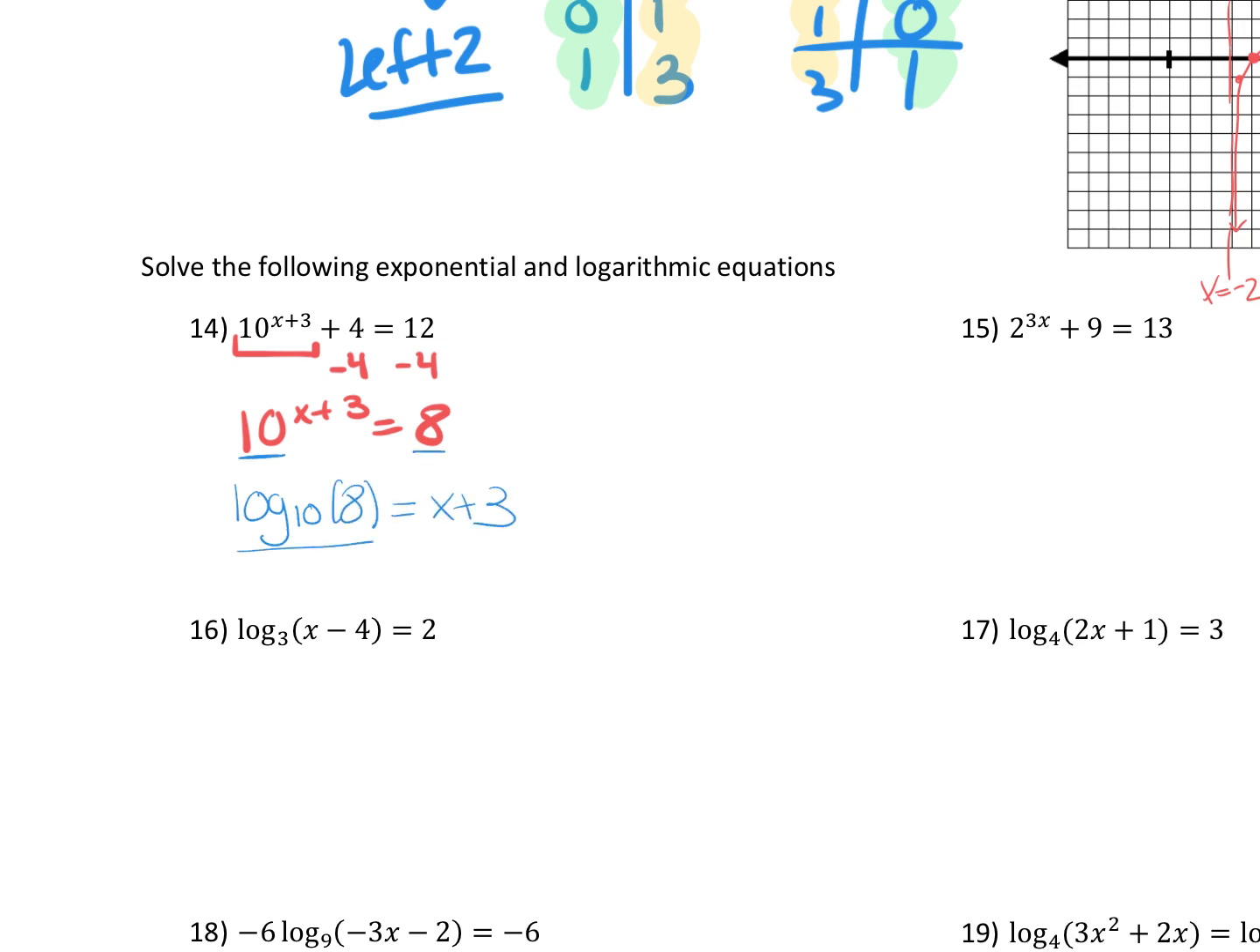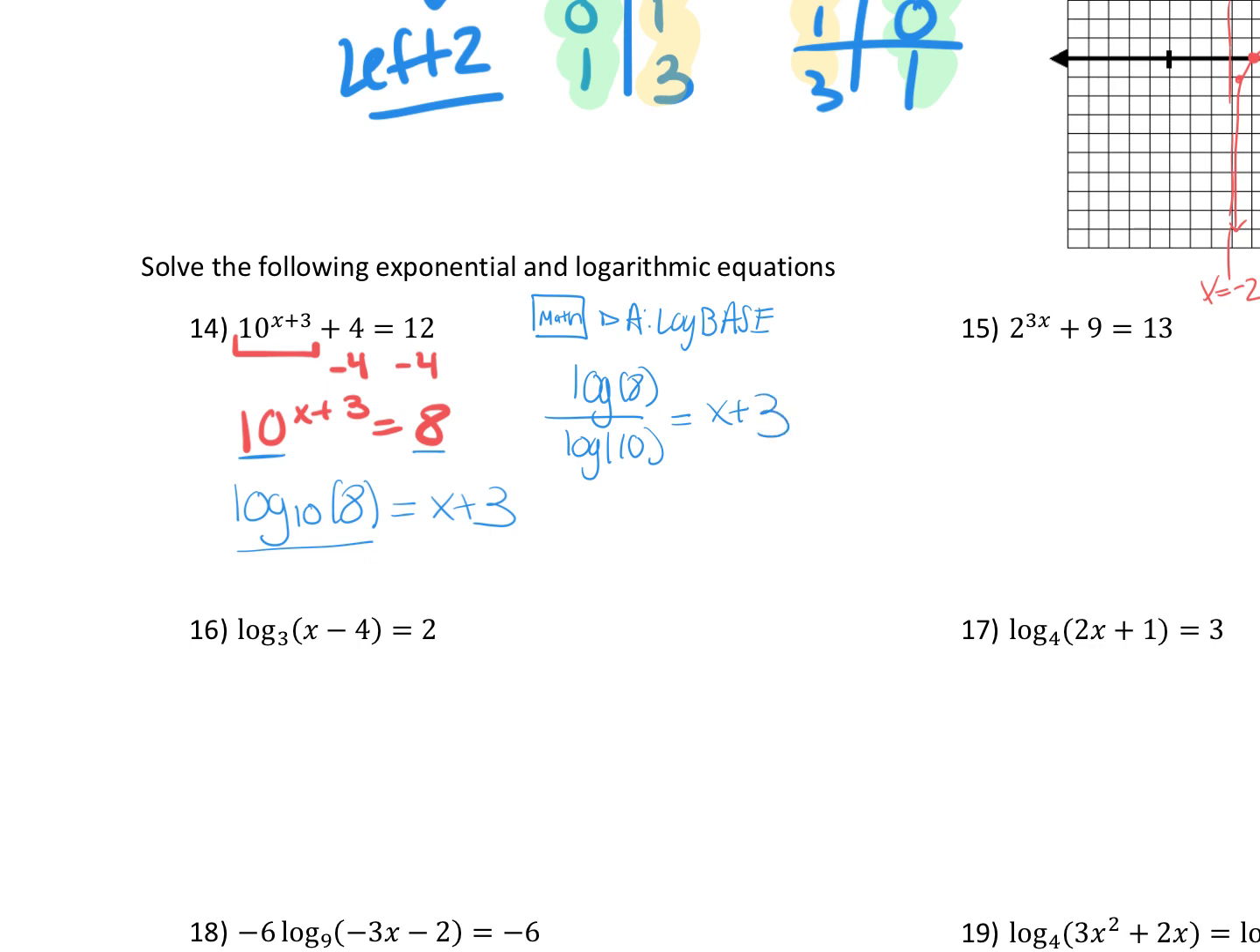Now you're going to type this in the calculator. If you have a TI calculator, then you want to go to your math button and go all the way to the bottom where it says option A, where it says log base. If you don't have a TI calculator, you're going to do log of 8 divided by log of 10, just using the log button on your calculator.